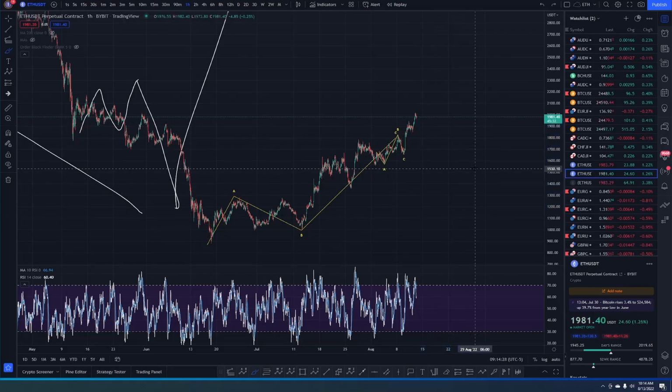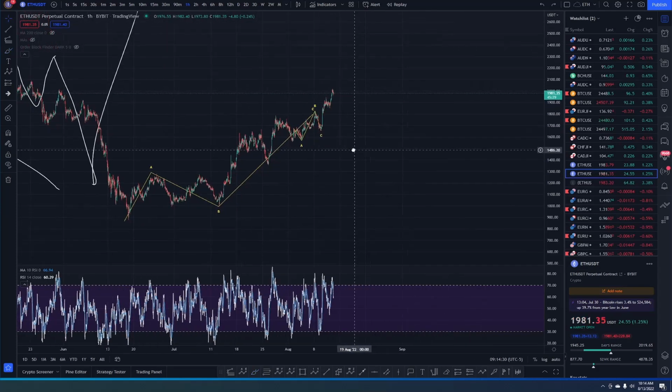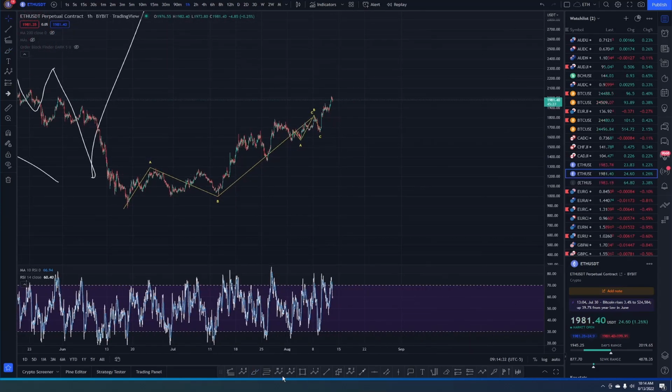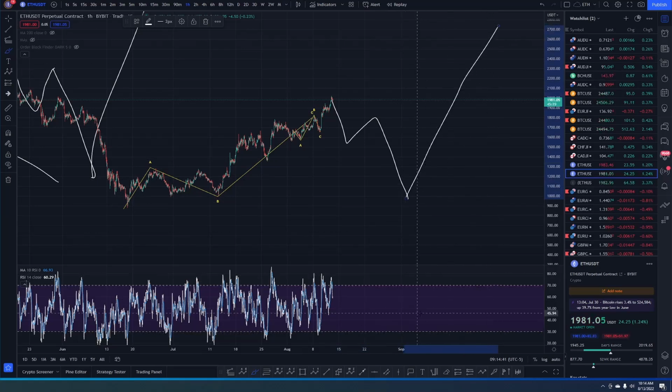ETH doesn't have the same count that Bitcoin has. For Bitcoin, I'm looking for a 5-wave move to the downside, but we could get just a 3-wave move back down, and then we go to higher highs at the 1st of September. So we have a bit of a correction right now, and then we have higher highs.